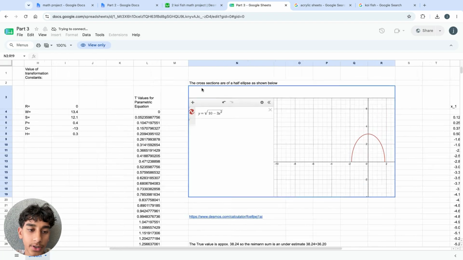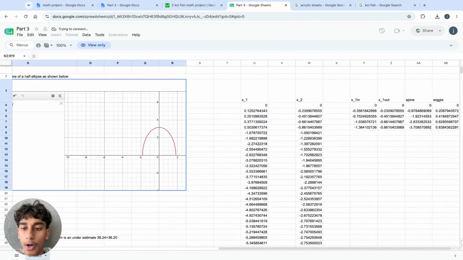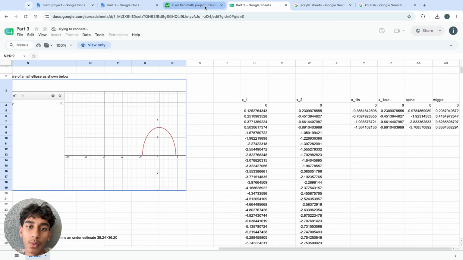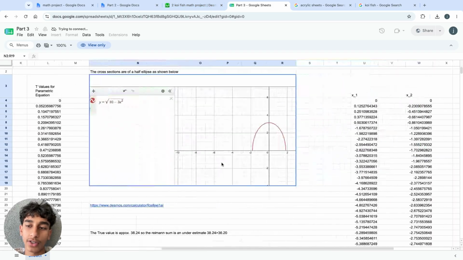So for our calculations, what we did was we took the x1 and x2 values, which represent the outside spine and the inside spine, and we subtracted them from one another to get the width of the fish, so we can do cross sections dy.